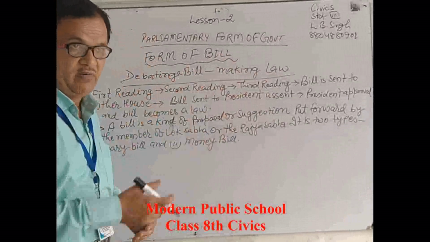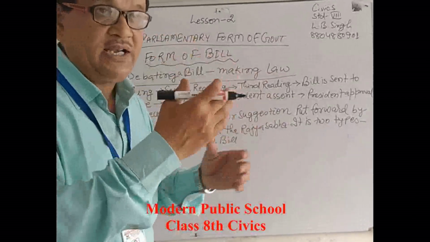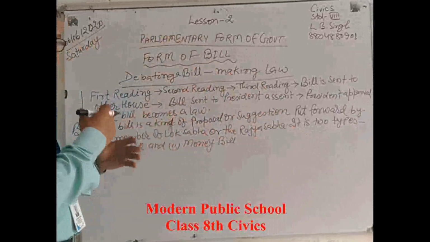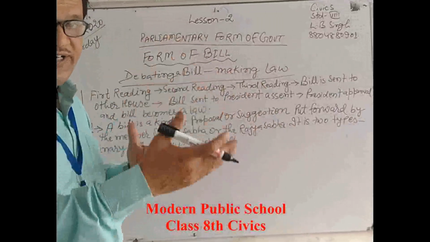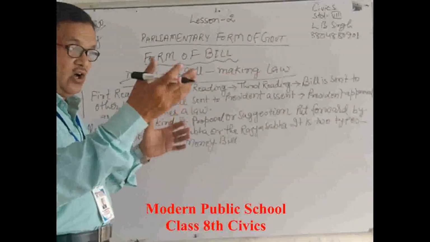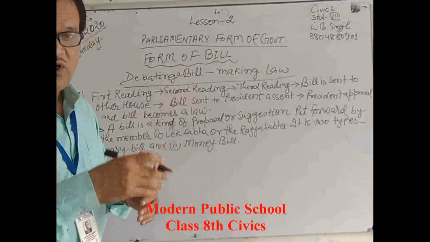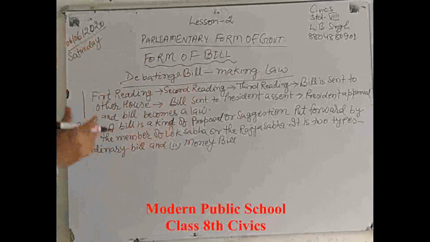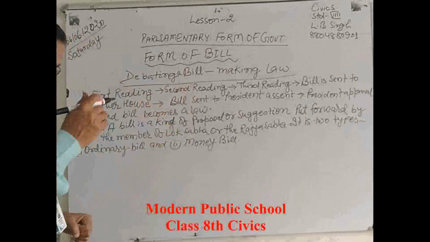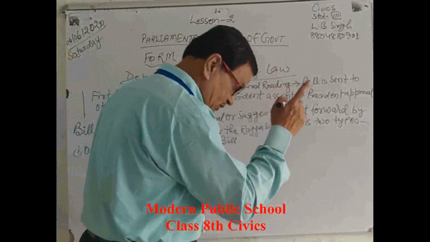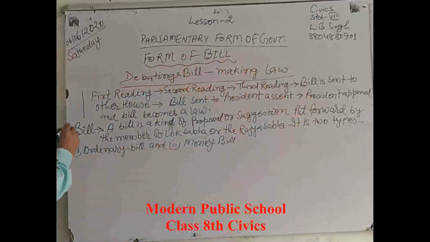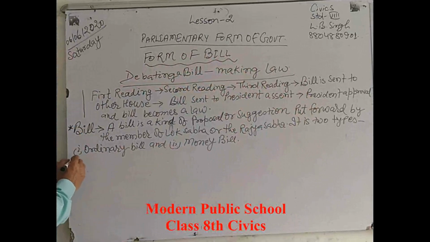There is no problem. If a money bill comes before the house, a two-thirds majority is needed to pass the bill. Then that bill becomes law. So this is the way through which a bill is passed from the different houses. Now we have to study the ordinary bill. What is an ordinary bill?